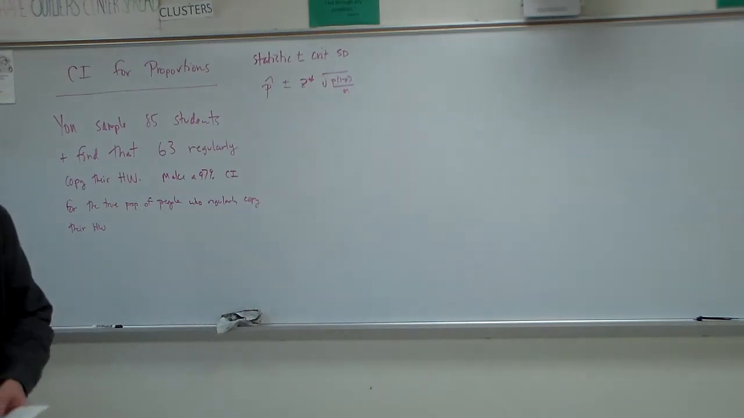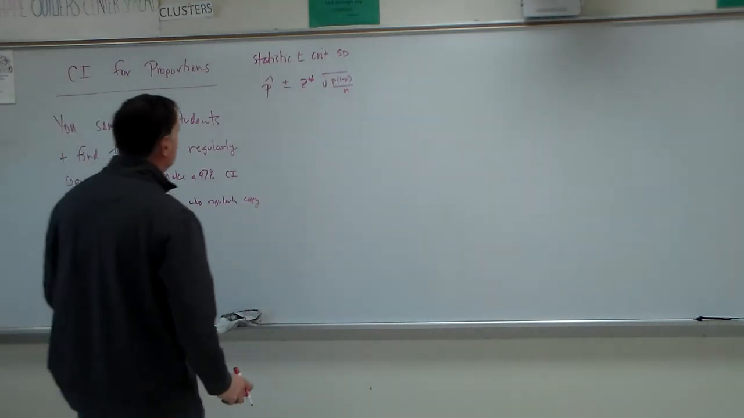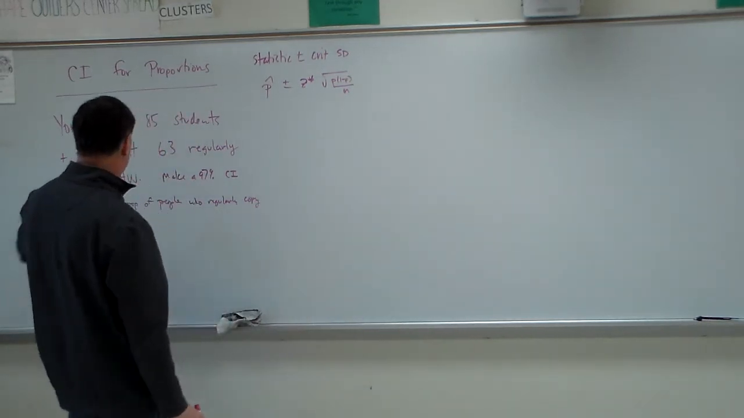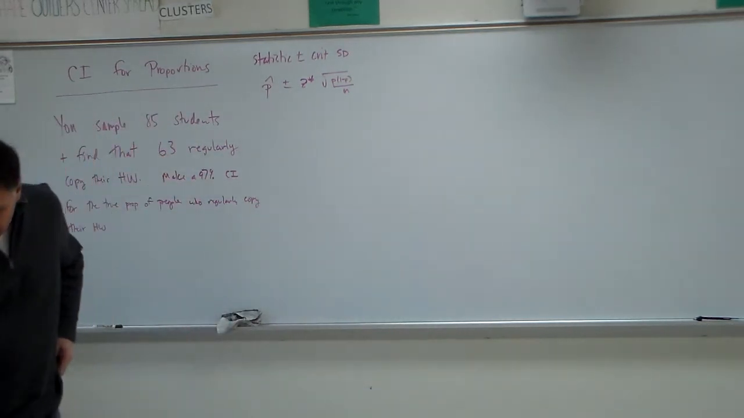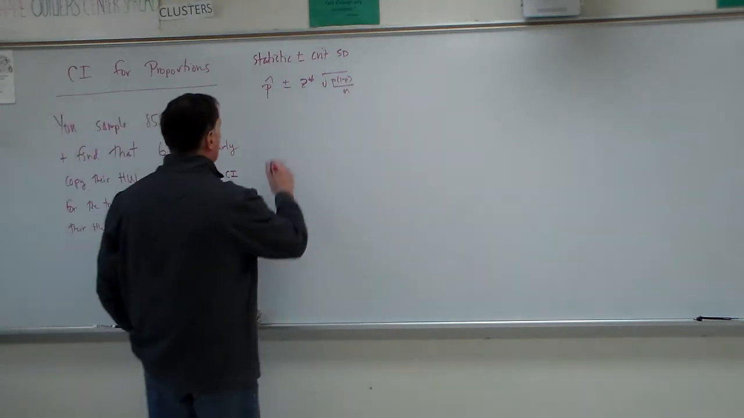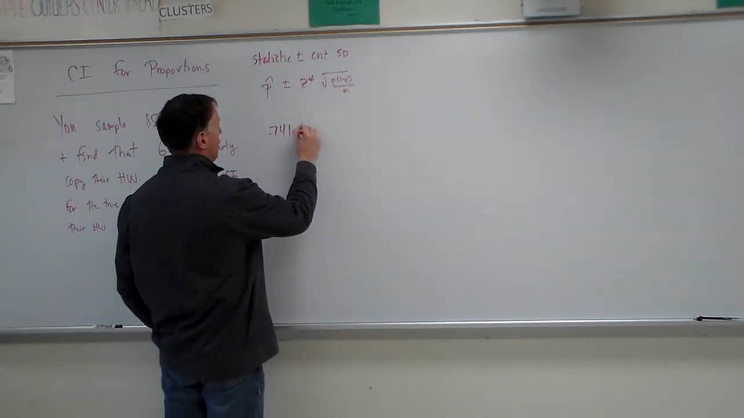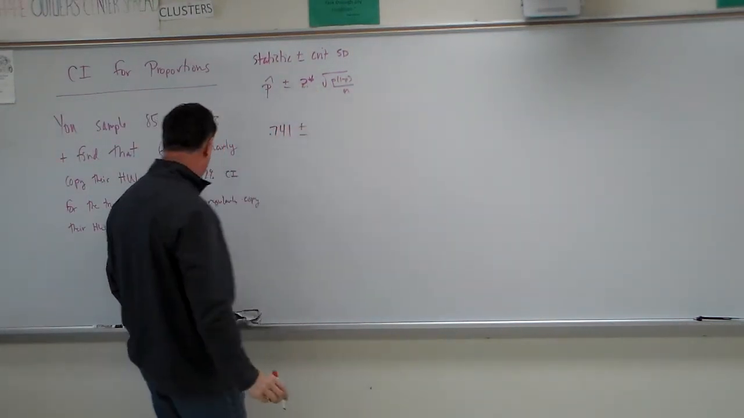Let's do the math. So p hat, that's 63 divided by 85. I got that as 0.741. 0.741 plus or minus critical z.